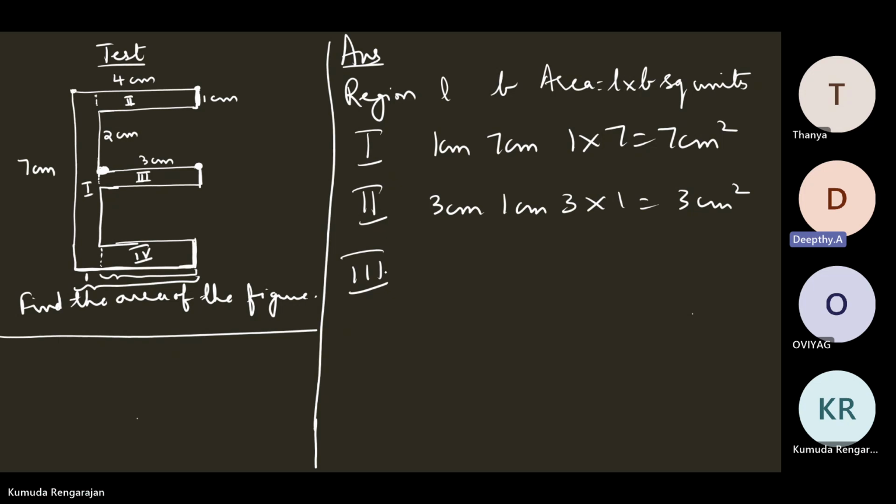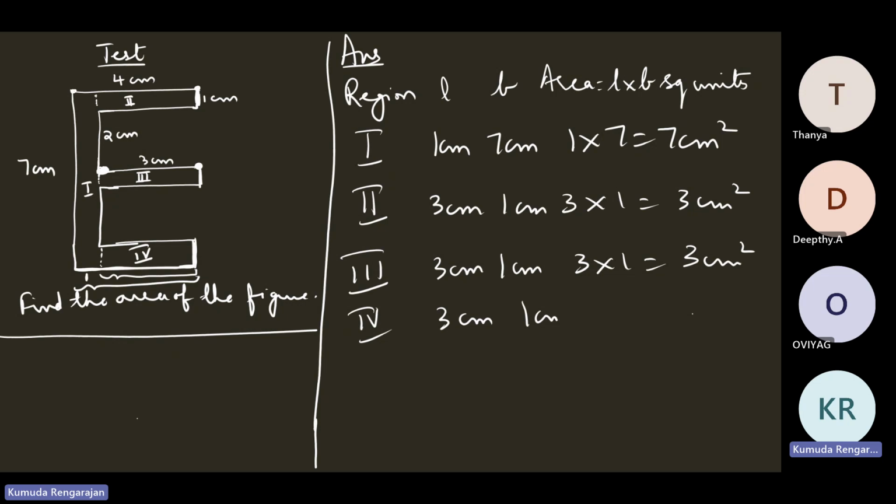Ma'am, 3 centimeters is the length, 1 centimeter is the breadth. 3 into 1 is 3. Same thing. Okay, and for 4? Ma'am, 4 is also the same thing. Correct. 3 centimeters the length, 1 centimeter the breadth. So 3 into 1, 3 centimeters square.